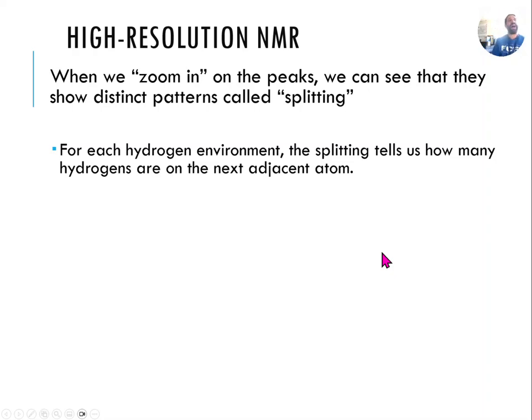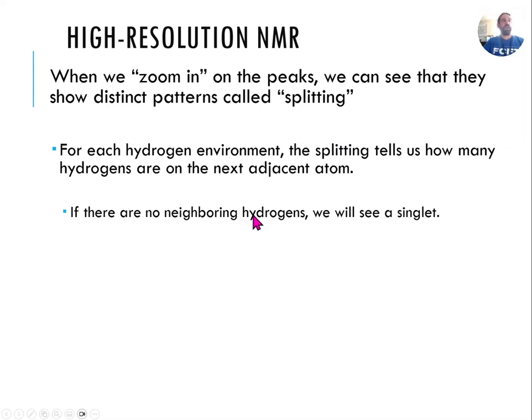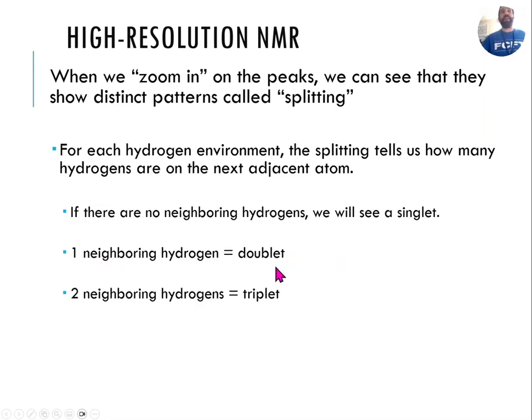Finally, if you use a high-resolution NMR, you can zoom in on the peaks and see something called a splitting pattern. A splitting pattern just tells you what happens to the peaks. If they get split, then they get split into multiple points. So for each hydrogen environment, the splitting pattern tells you how many hydrogen atoms are on the adjacent atoms to that environment. So if there are no hydrogens on it, the peak in the spectrum will be a singlet. If there's 1 hydrogen on the neighboring atoms, then the peak will be a doublet. If there are 2, then it'll be a triplet. And if there are 3, it'll be a quartet.